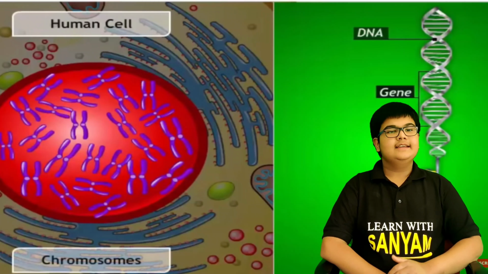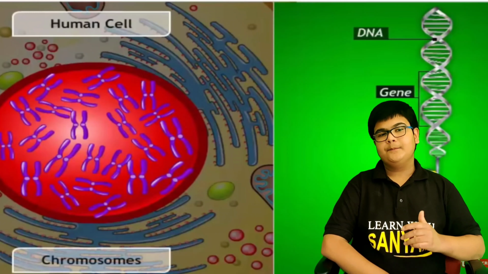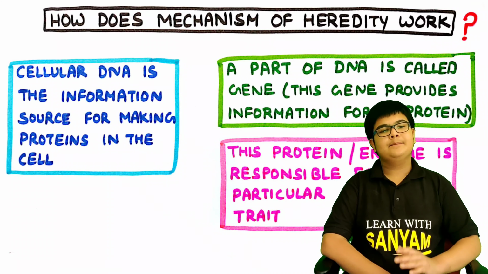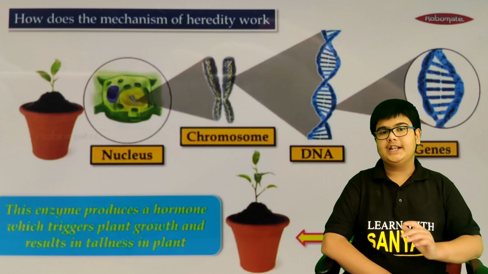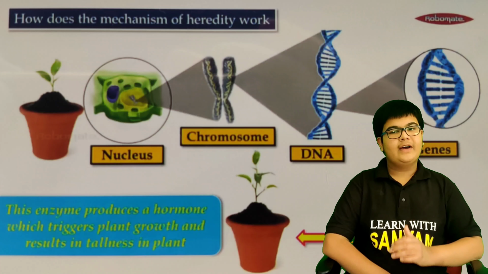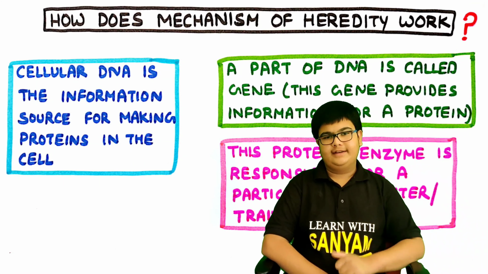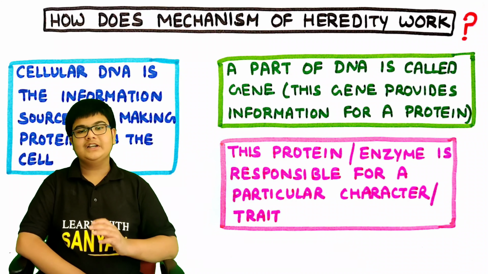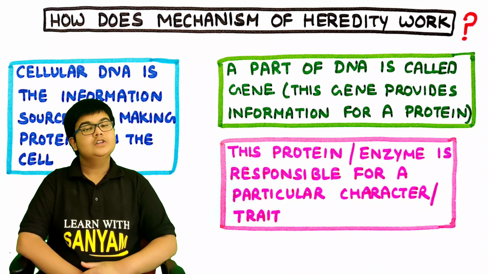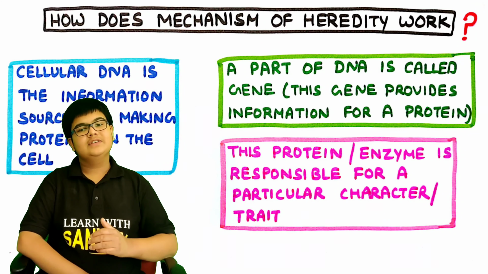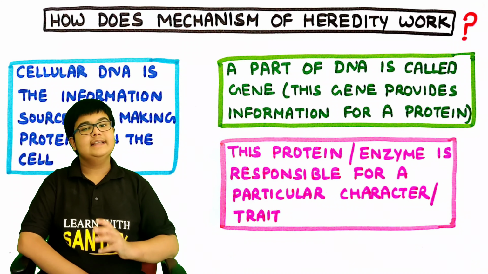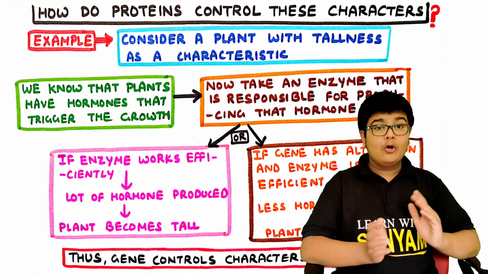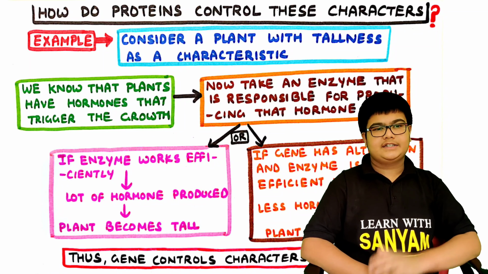So cellular DNA is the information source for making proteins in the cell, and the part of the DNA which is responsible for making the proteins in the cell is called a gene. Now this gene provides information for the coding of a protein. This protein or enzyme is responsible for a particular character or trait. So all the traits or characteristics which we have are because of certain enzymes or proteins. Now the important question arises: how do these proteins control these characters?